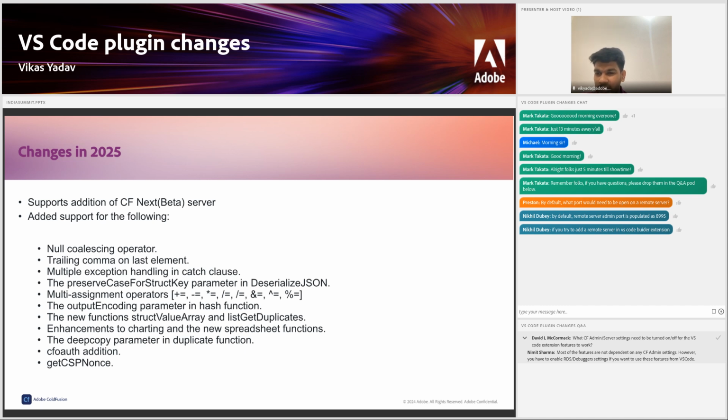A lot of new functions are added, like struct value array, list get, duplicate. Many enhancements are added to charting and spreadsheet functions, and other deep copy parameter and duplicate functions. So these are some of the enhancements that are coming up in 25.